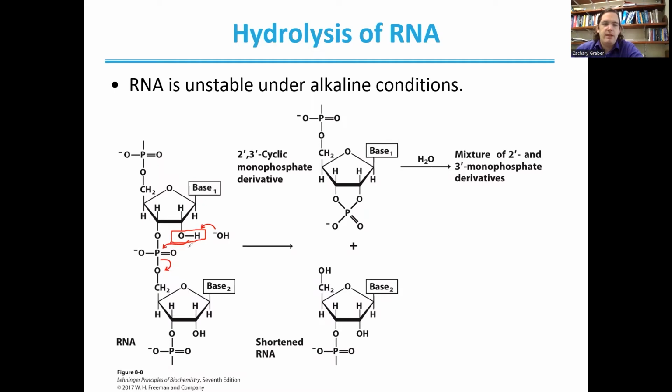So this extra alcohol here can actually help to catalyze a hydrolysis reaction under basic conditions. So you can see if we have a base here, we can deprotonate our alcohol and then have a nucleophilic attack, which will break off our chain here and result in this cyclic phosphate derivative here.